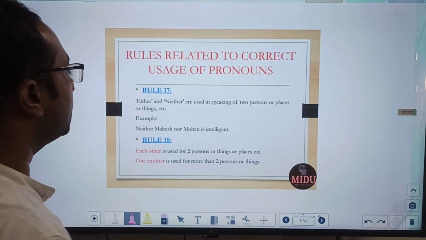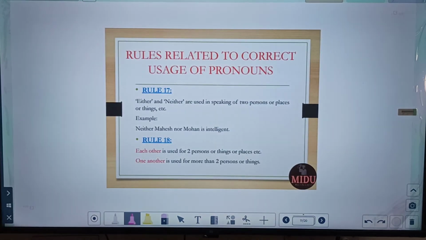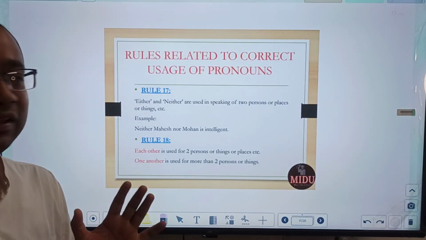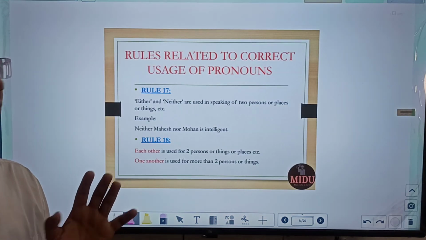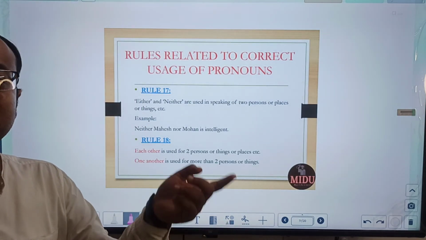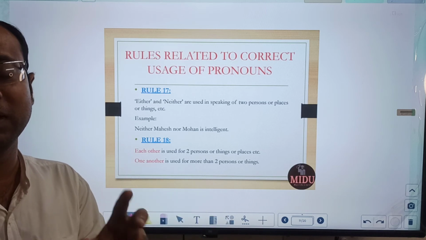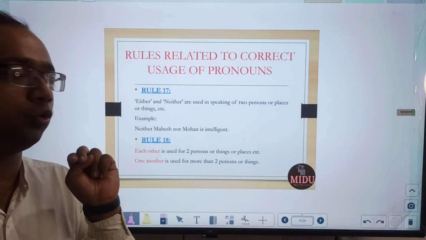Next rule: either and neither are used in speaking of two persons or places or things. So neither Mahesh nor Mohan is intelligent. It means Mahesh is also not intelligent, Mohan is also not intelligent. When we use either or, it means either that person or this. Either you or he should do this work, means out of two, one should do.